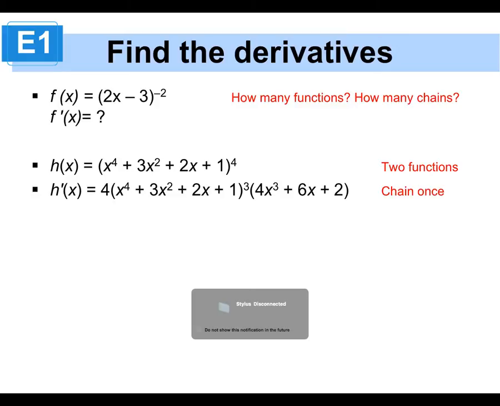Would we just leave our answer like that? For now, yes. We'll talk about simplifying later once you get the chain rule under control. I still don't get it. Wait, how do you get the second part again? This 4x cubed plus 6x plus 2 is the derivative of the function inside. That's what we call the chain. You're chaining on the derivative of the function inside.